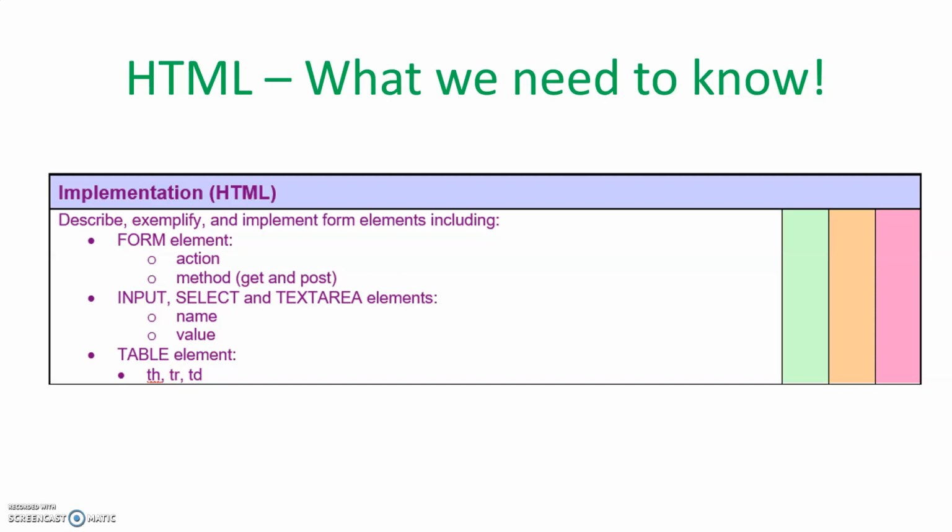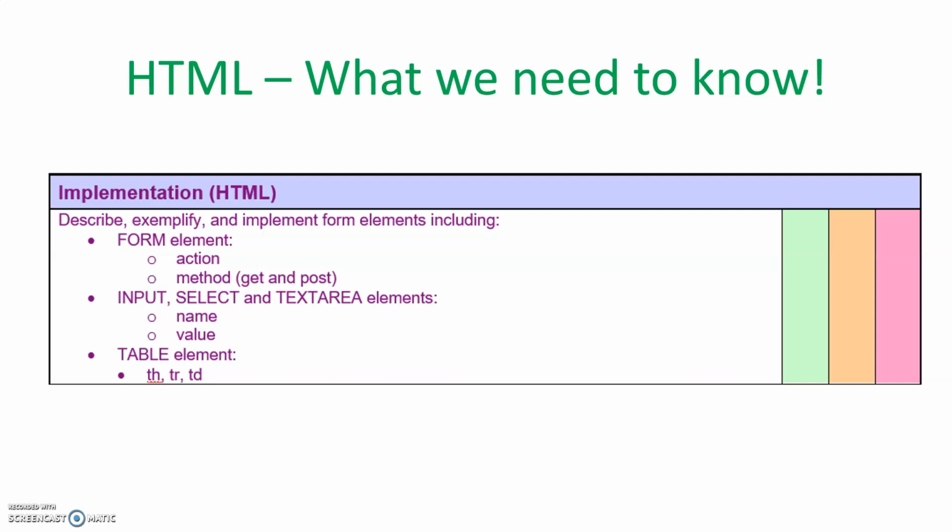You should have already recapped input, select and text area and being able to set them a name and a value, and that's what you've been working on in your forms previously, and obviously the things that you remember from Higher. We've also been recapping our use of tables, making sure that we understand the difference between table headings, table rows and table data. Okay, so hopefully most of the information there will not be new to you.